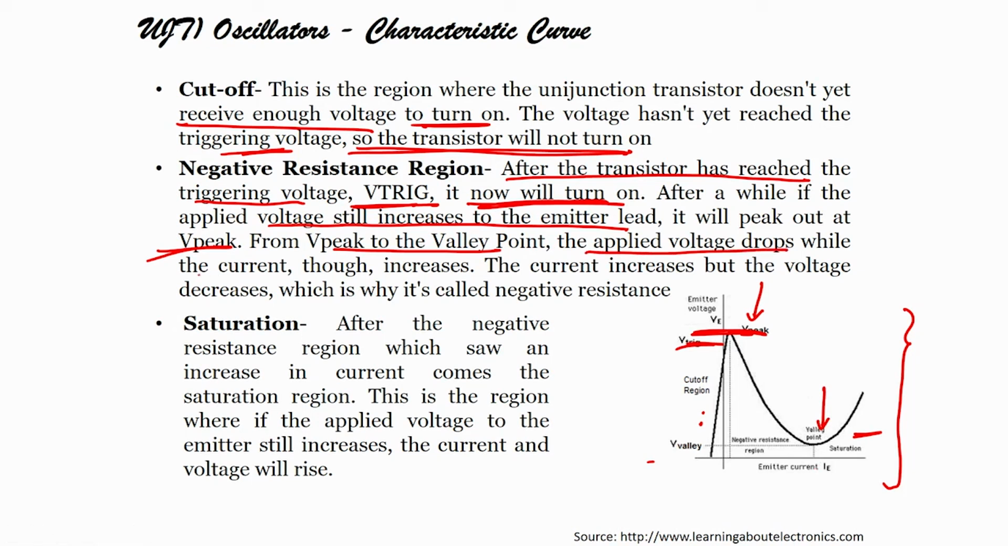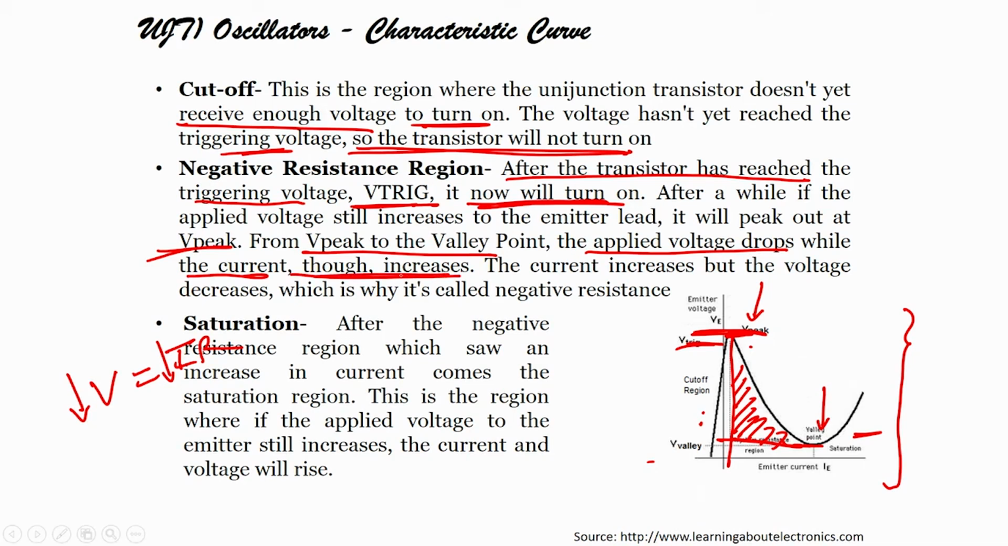The applied voltage drops while the current though increases. V equals IR, right. If my voltage is dropping, my current should also keep on dropping, but what I see is that in this particular region, from V peak to valley point, the applied voltage drops while the current increases. That means as if the resistance is decreasing, it is a negative resistance. The current increases but the voltage decreases, which is why it is called a negative resistance.